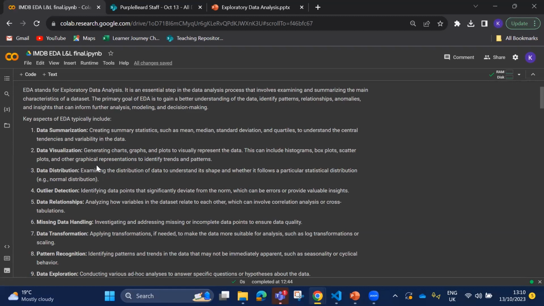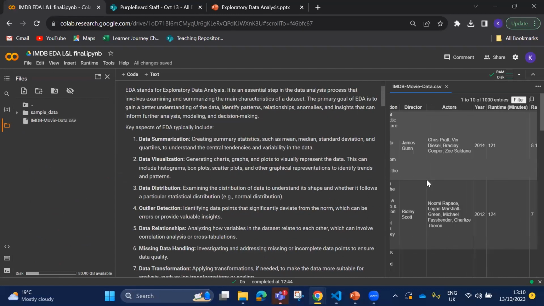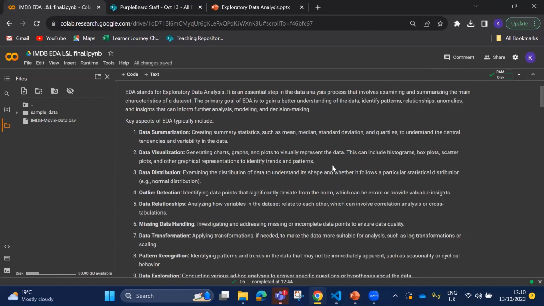If you look at this IMDb data set, it has a lot of data within it, but I still can't say a thing or two about it until I play around with it, or in other words, explore it. So the primary goal of EDA is to gain a better understanding of the data, then identify the patterns, relationships, anomalies, and insights that can inform further analysis.